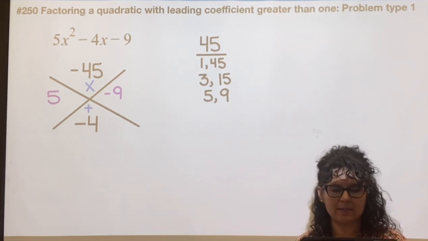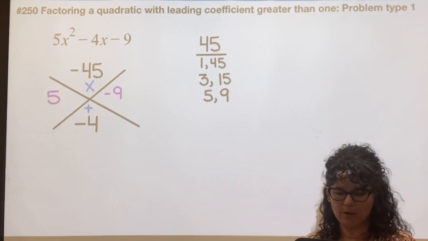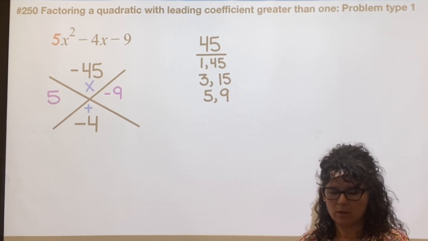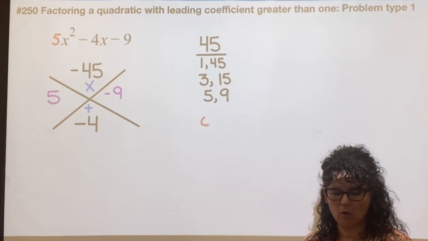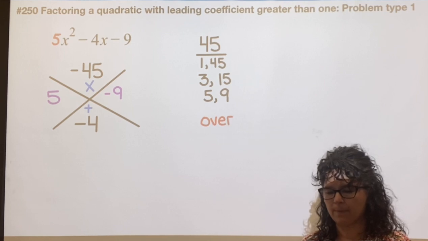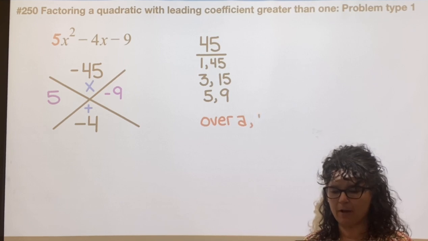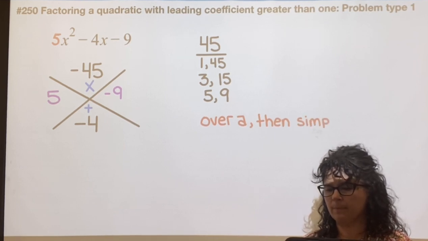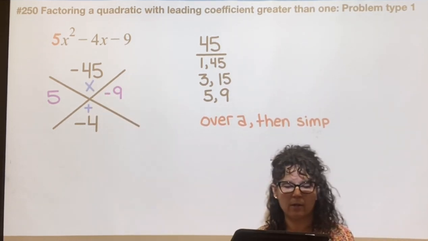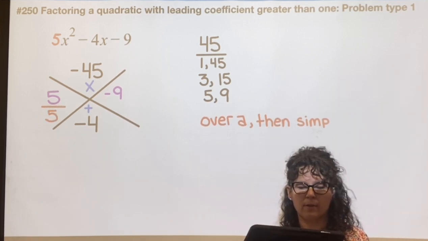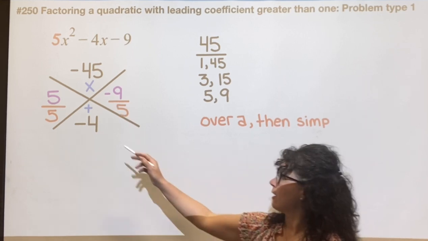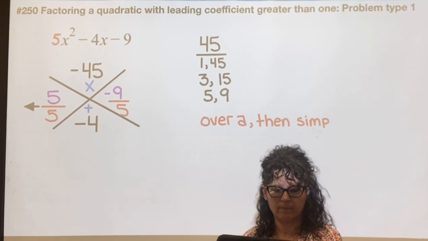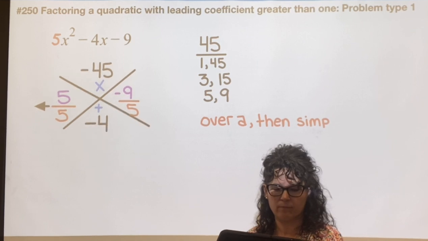And that extra step, because A does not equal 1, because the number in front is a positive 5. Since that's a 5, we're going to have to put our numbers that we thought of over A, then simplify. In this particular problem, the A is 5, the number in front of X squared. So I'm going to put this over 5 and over 5. Now this fraction simplifies to 1 over 1. So I'm going to put a little arrow here and then I'm going to say, okay, that is 1/1.